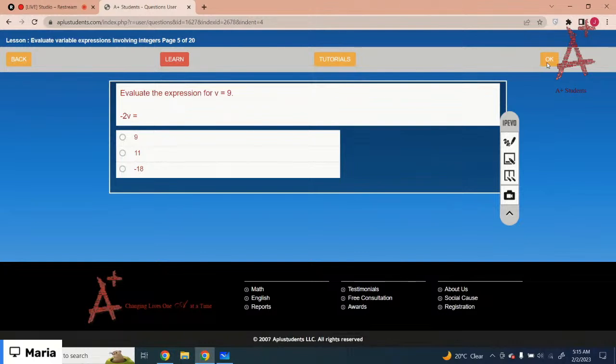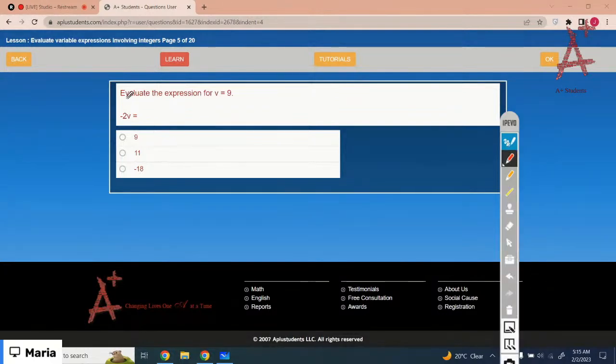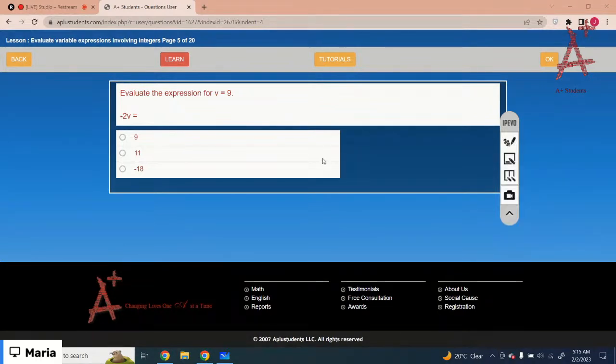Okay, evaluate the expression for v equals 9. So we have to replace the variable with a value. It would be -2 times 9. Got it? So 9 times 2 is 18, so it is -18. So the correct option is -18. Just select the correct option and click on the OK button.